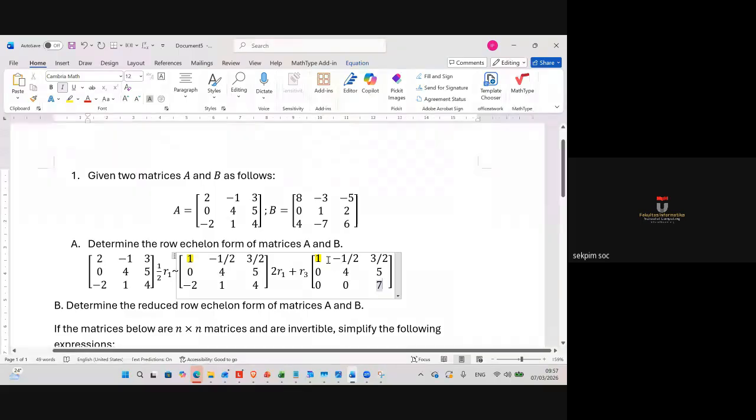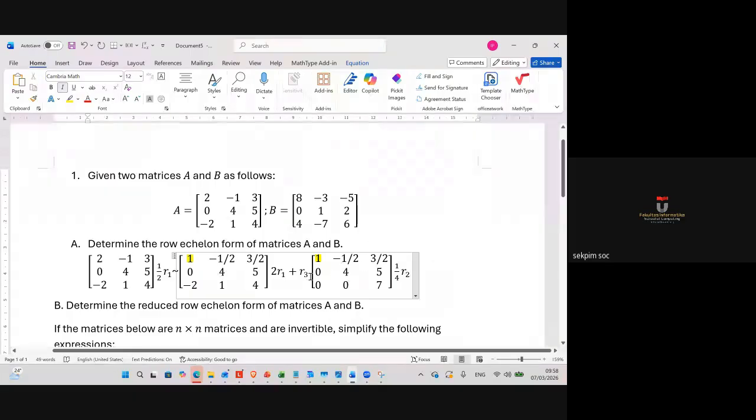Okay, so we're done with the first column. Next is finding the pivot in the second column, which is this one, right? We cannot exchange with the upper row, and we don't have any non-zero element in the row below. So what we can do is just multiply the second row by 1/4.